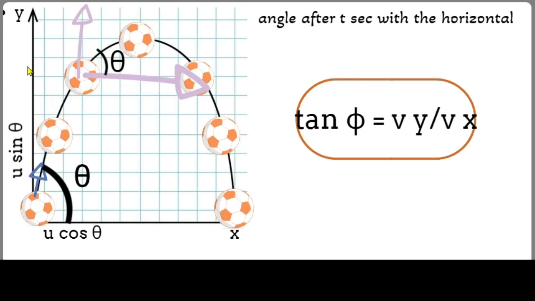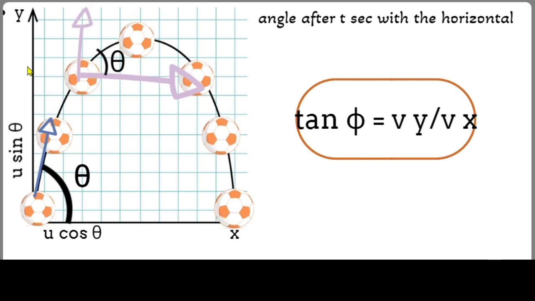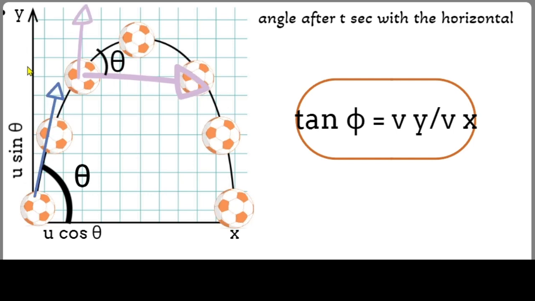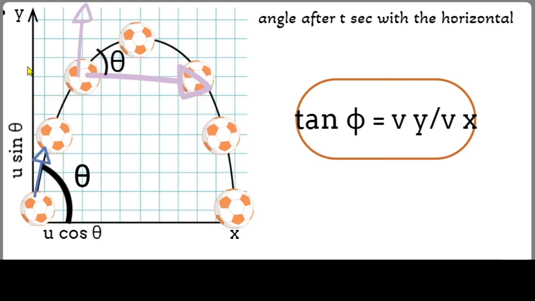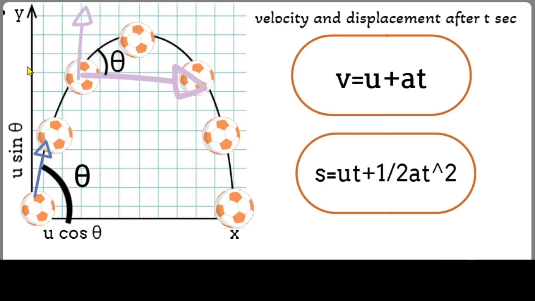As the particle moves in the parabolic path, its velocity changes with time. The vertical velocity changes, especially, not the horizontal one. So what's going to be the angle between them? The angle between them is going to be tan inverse of Vy by Vx.